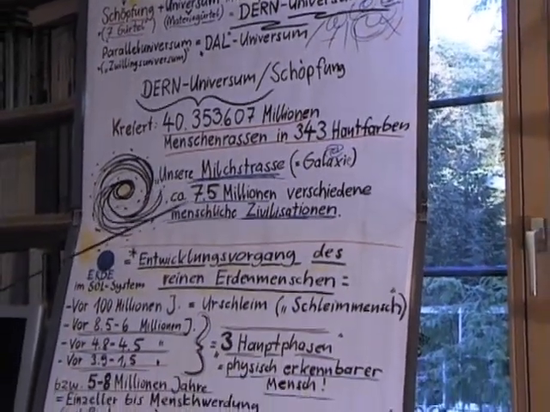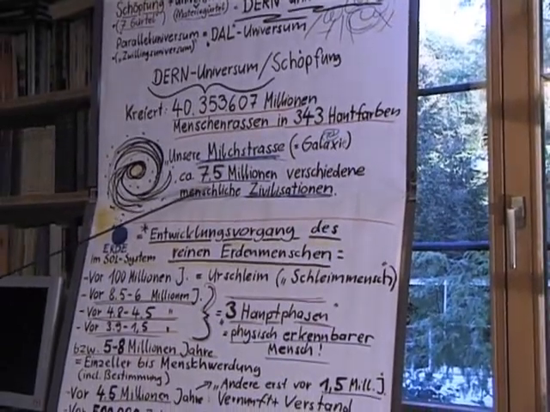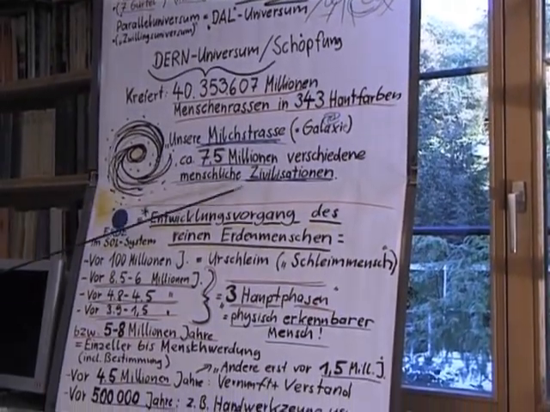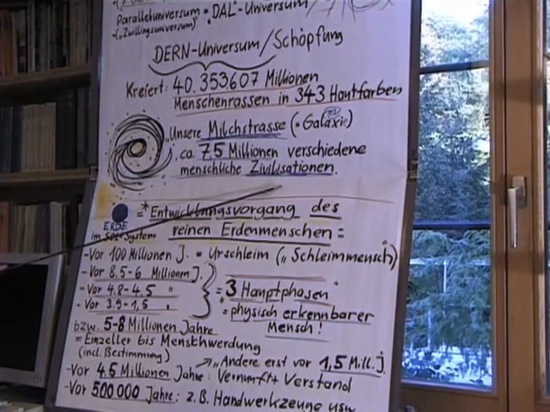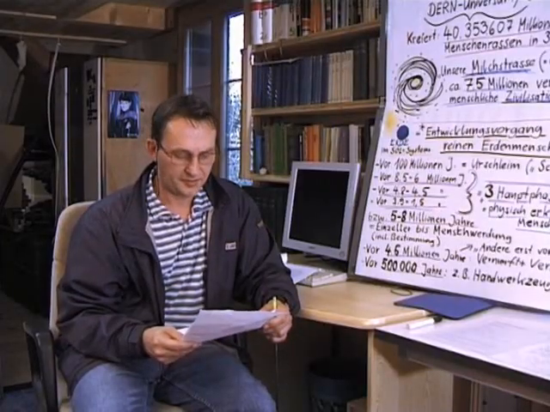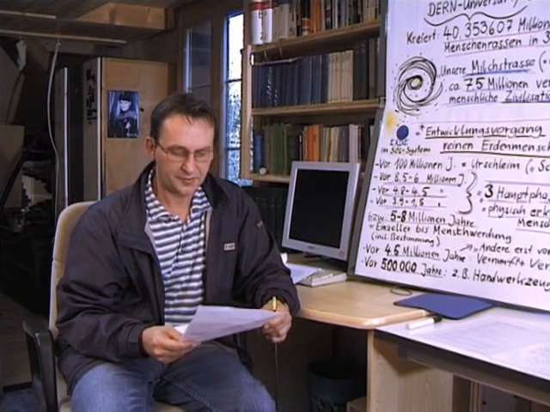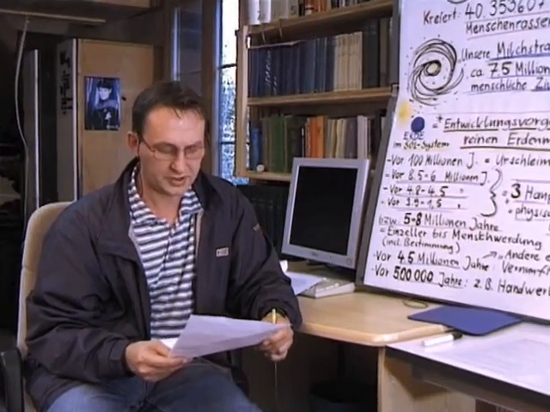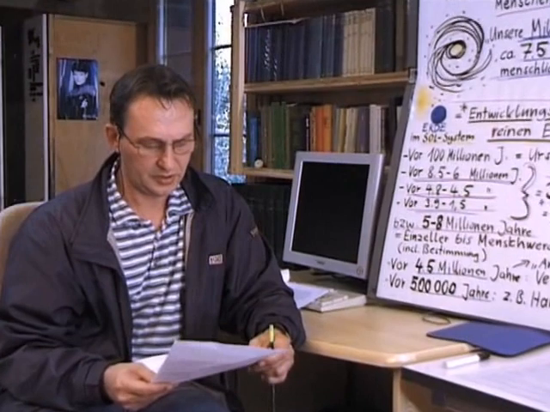Here you can read that in our galaxy, the Milky Way, about 7.5 million different human civilizations exist. 646 billion years ago, the origin of our Earth resulted through the first concentration of gases. The beginning of the densification process, as is still occurring with Jupiter today, began 46 billion years ago.